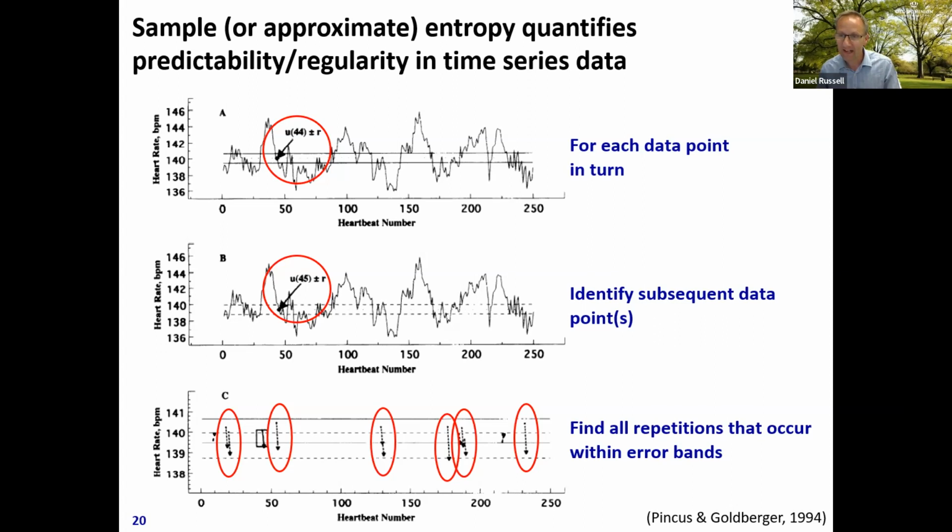Of course, I've just shown you we have variability. We never get the same values twice. And so you need to have little windows around your values. And that's what you're seeing here: the solid lines around the value for the 44th heartbeat and the dashed lines around the 45th. And so what you're looking for is repetitions of this sequence of data points throughout the time series. And I've indicated those in C.